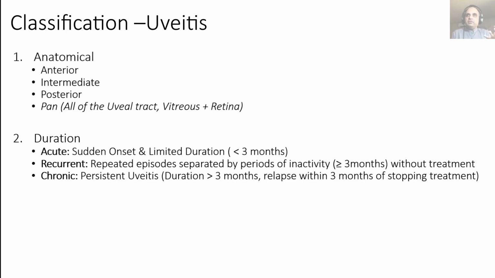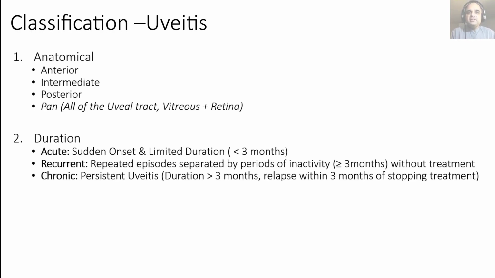So anatomical is anterior, intermediate, posterior, or pan. Pan would involve all of the layers. We'll talk about what's anterior, intermediate, and posterior. And duration would be acute, which is sudden in onset and has a limited duration of less than 3 months.